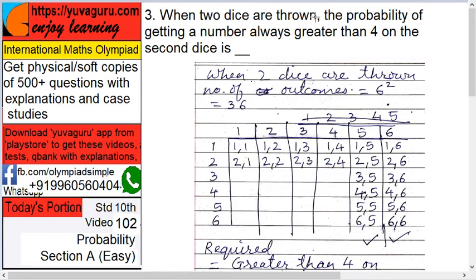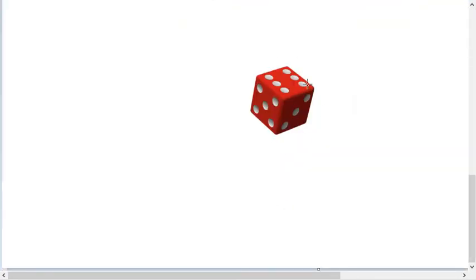When two dice are thrown, the probability of getting a number always greater than 4 on the second dice is... So what is the die? This is the die which we use for playing Ludo, snakes and ladders, everything. So what is the peculiarity of this? The opposite faces always total up to 7. This is a peculiarity.